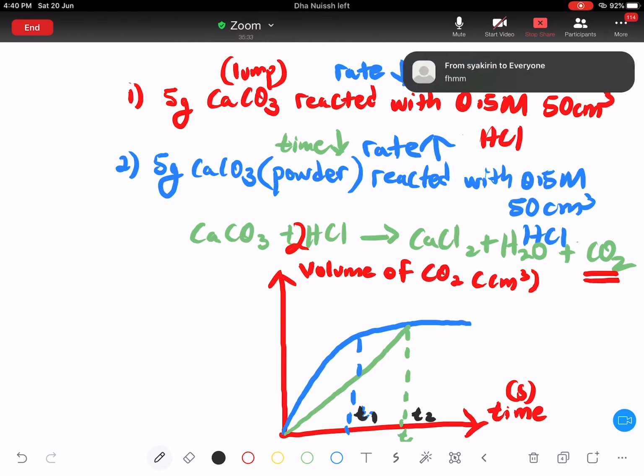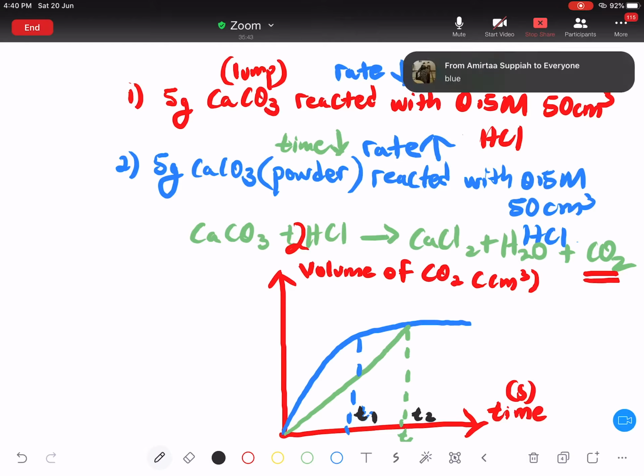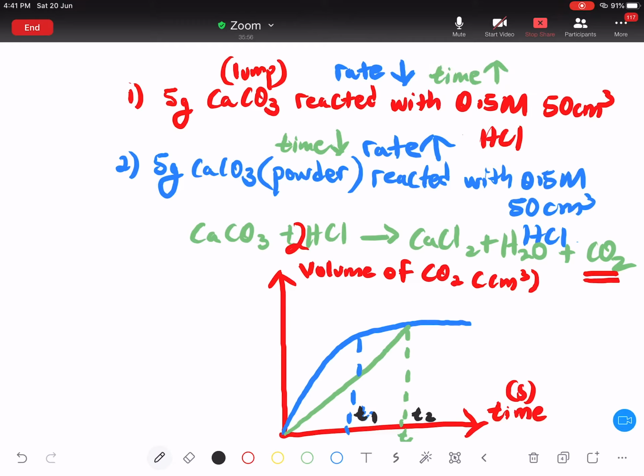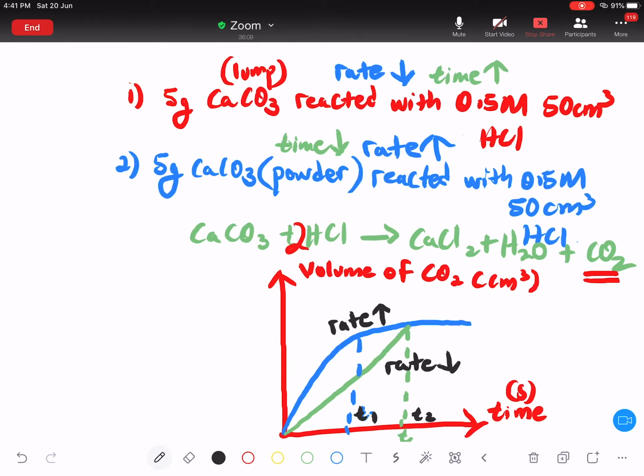So guys, I would like to ask you, the blue line and the green line, which one has the shorter time? The blue line or the green line? If the blue line has a shorter time, the rate is high or low? It has a high rate of reaction. So the green one has a low rate of reaction.